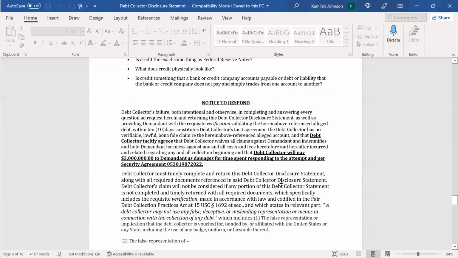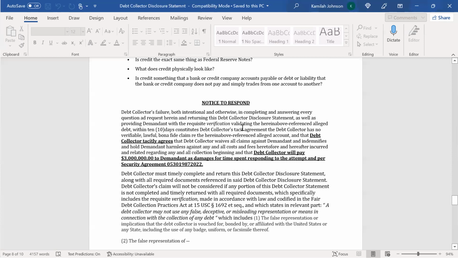The debt collector's failure, both intentionally and otherwise, in completing and answering every question and request herein, and returning this debt collector disclosure statement, as well as providing demandant with the requisite verification validating the herein and above referenced alleged debt within 10 days constitutes the debt collector's tacit agreement.